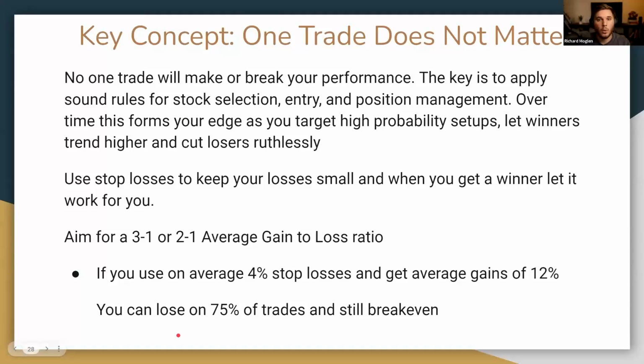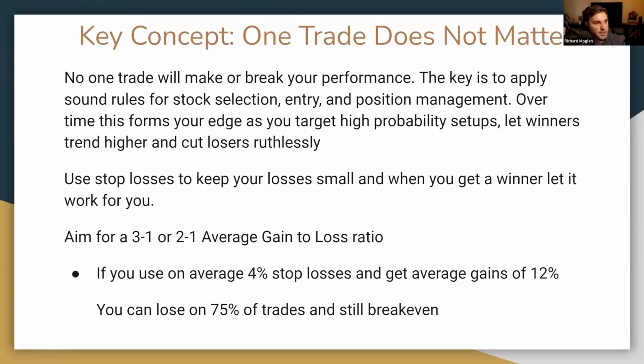For Ropel, one trade a year can basically make his whole year. But for Minervini, it's really about turning over that edge and flipping a coin, just using the math and getting your profits. While for somebody like Jim Ropel, it's more about managing one trade really well. So that's a key differentiation here. But in general, no one trade will make or break your performance. The key is to apply sound rules for stock selection, entry, and position management. Over time, this forms your edge as you target high probability setups, let winners trend higher, and cut losers ruthlessly.